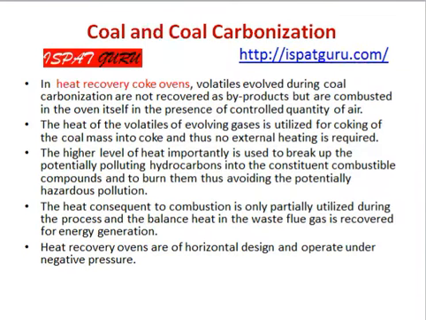In heat recovery ovens, volatiles evolved during coal carbonization are not recovered as byproducts but are combusted in the oven itself in the presence of a controlled quantity of air. The heat of the evolving gases is utilized for conversion of the coal mass into coke, and thus no external heating is required. The high level of heat is used to break up the potentially polluting hydrocarbons into constituent combustible compounds and to burn them, thus avoiding hazardous pollution. The heat generated by combustion is only partially utilized during the process, and the balance heat in the waste flue gas is recovered for energy generation.